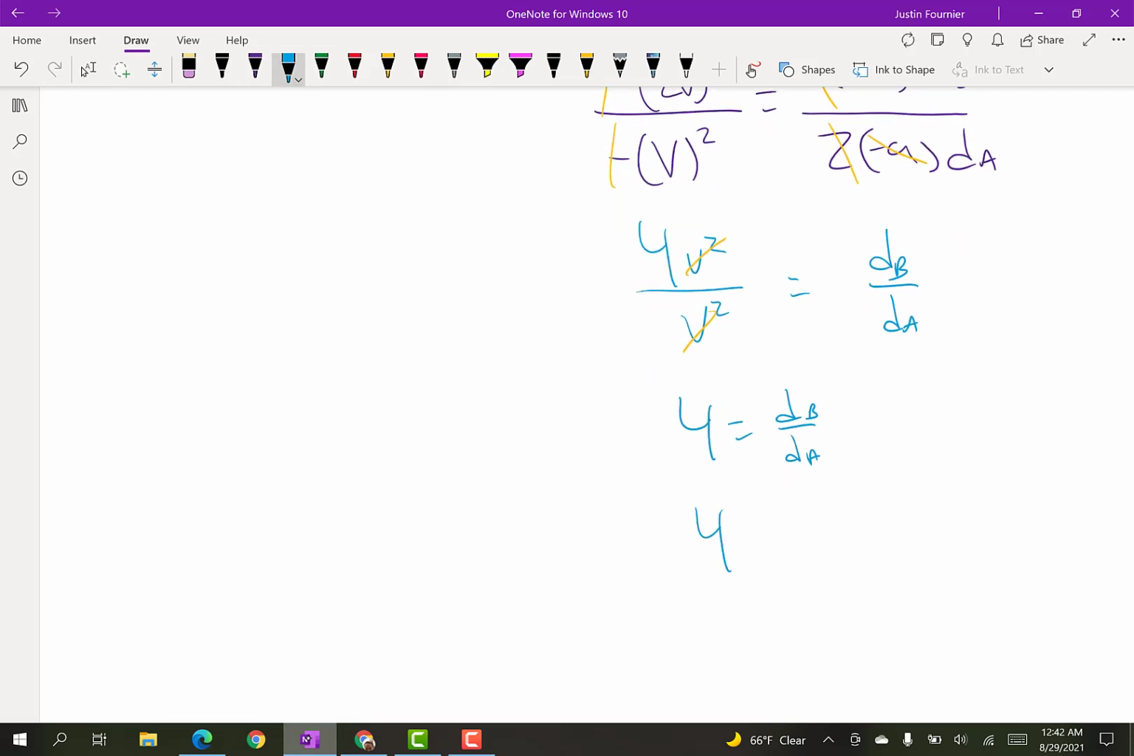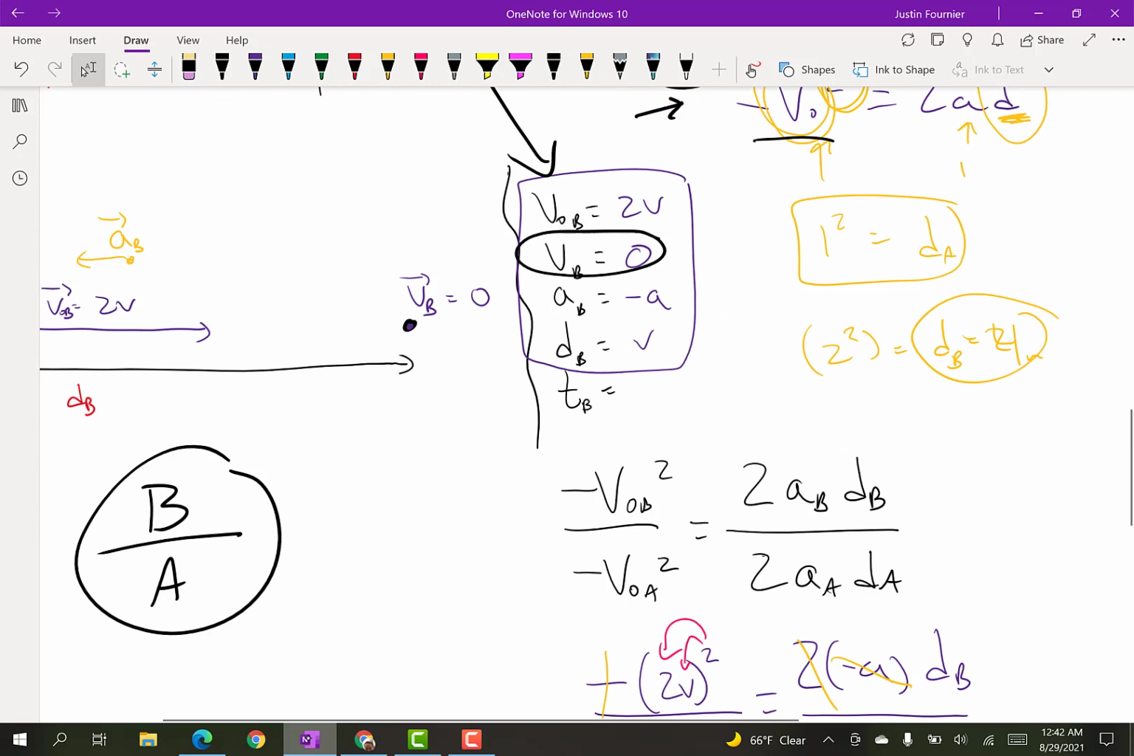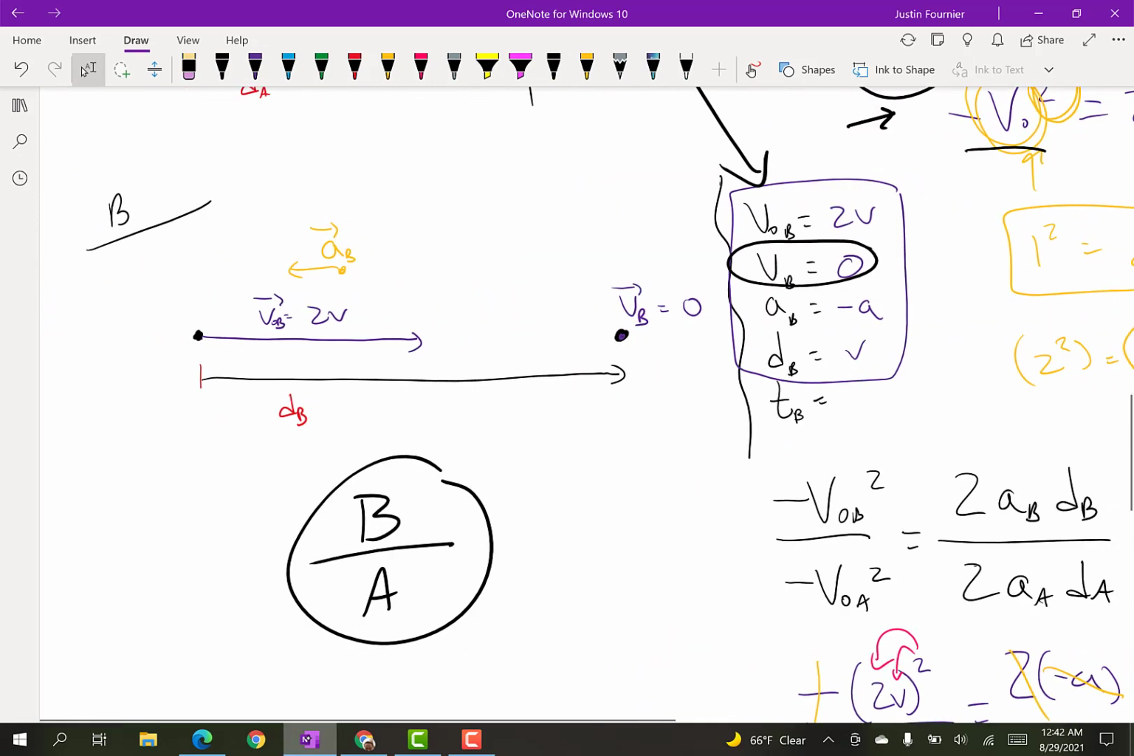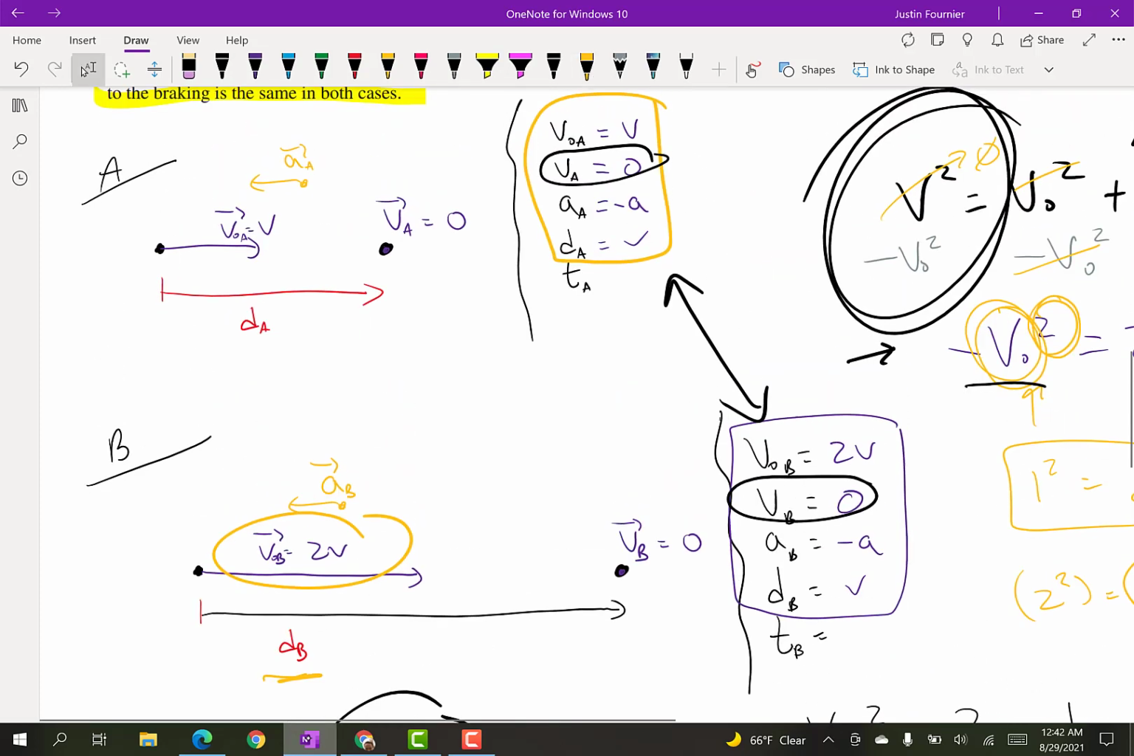So I get 4 dA is equal to dB, or essentially saying that the new distance is 4 times the original distance. If you double your speed, it's something to think about for driving. If you double your speed, your stopping distance becomes 4 times as great as at your initial speed.